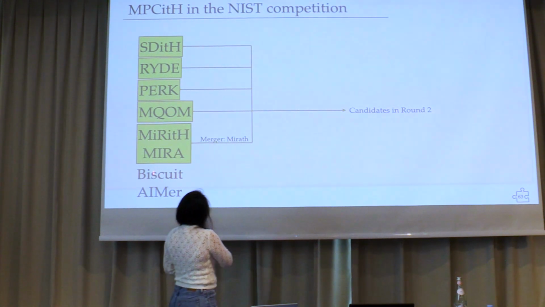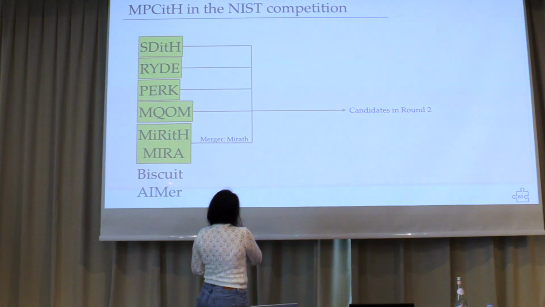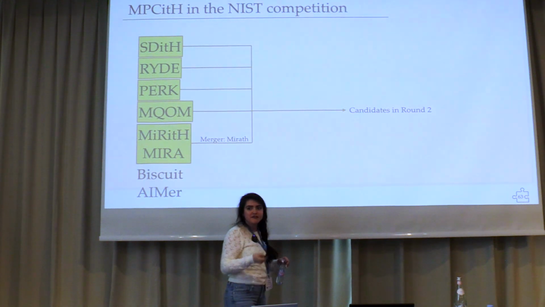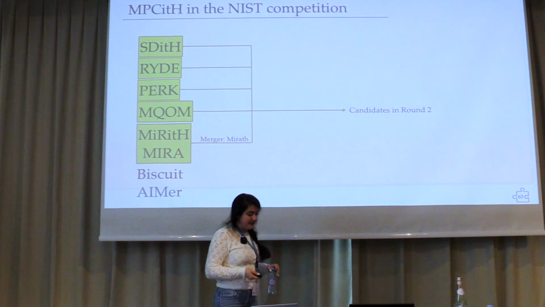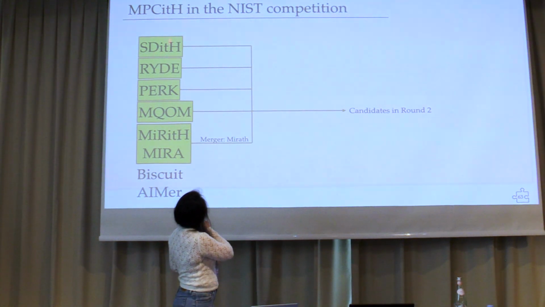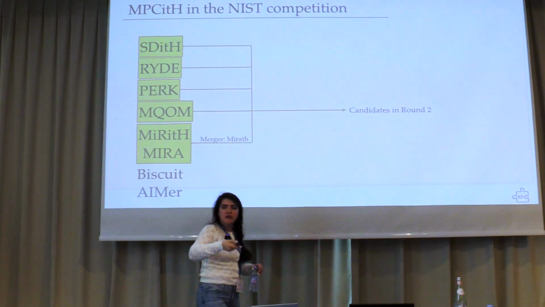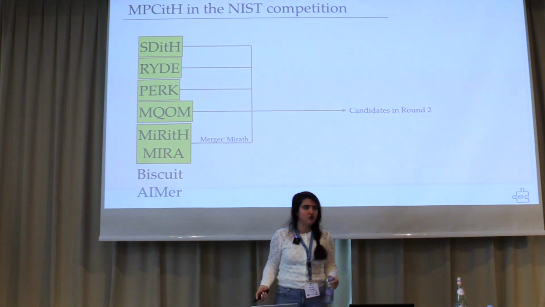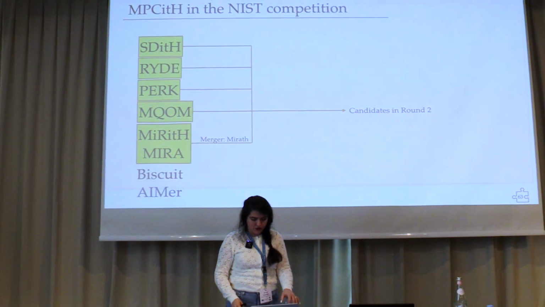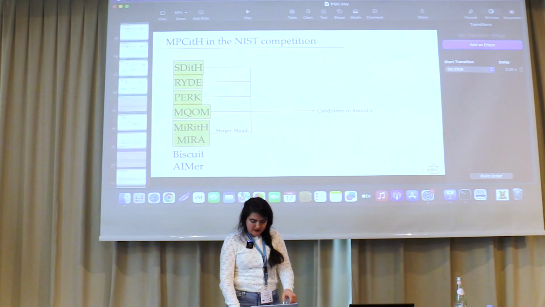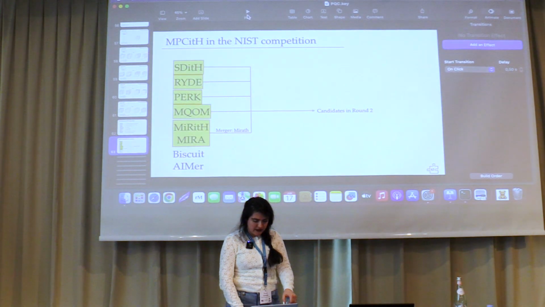Yes, and you see those that didn't make it are those that I said have more structure. I don't know if this might be an explanation. So everything else rested in the second round, and you have MIRA and MiRitH that did a merger because they were both based on the MinRank problem, and so they needed to merge the 2 schemes so that we don't look at all of them. Okay, and I think that was everything that I had to say.